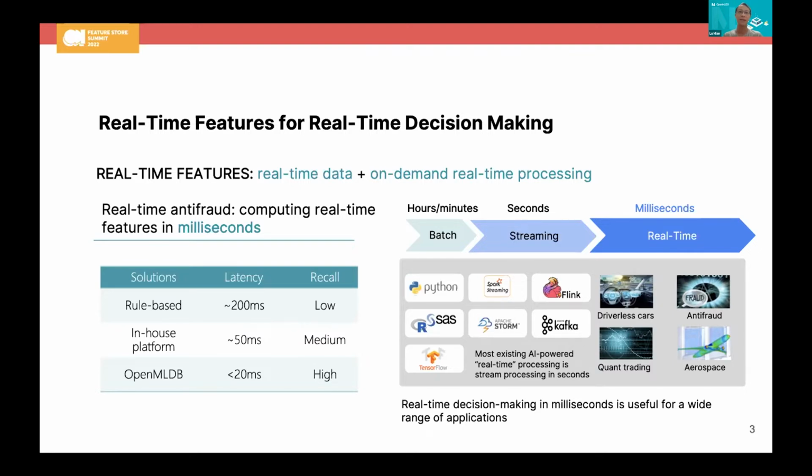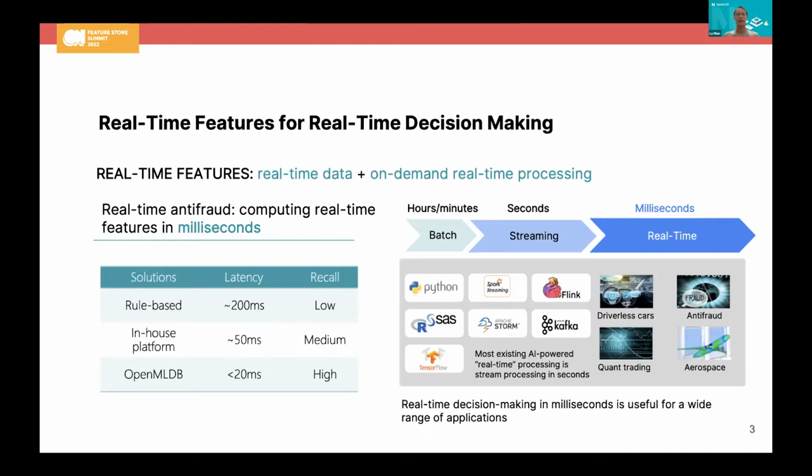And the second thing is we need on-demand real-time processing, and this really needs low latency. From the requirements of our customers, they really need low latency, on the order of milliseconds. This table is an example from one of our users, a bank with an anti-fraud application. They need real-time feature processing in less than 20 milliseconds.